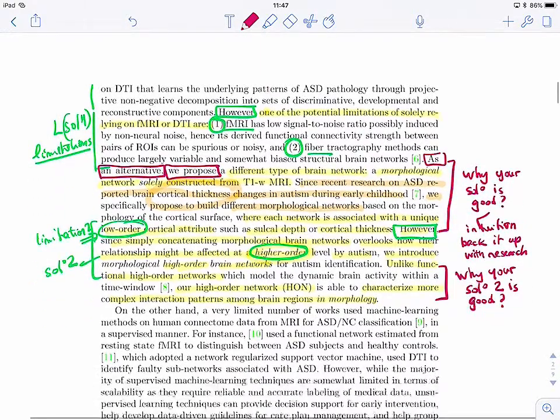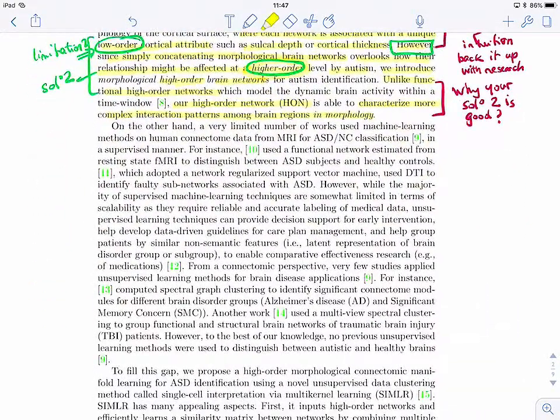Now, on the other hand, we want to talk about something else, still related to this one, but we're going from data representation, right? Previously, they used functional connectivity, structural connectivity. We propose morphological connectivity. Previously, they used low-order representation. We propose high-order representation. So those two first solutions just look at the data representation. Now we want to move to the second part of the problem, which is machine learning, okay?